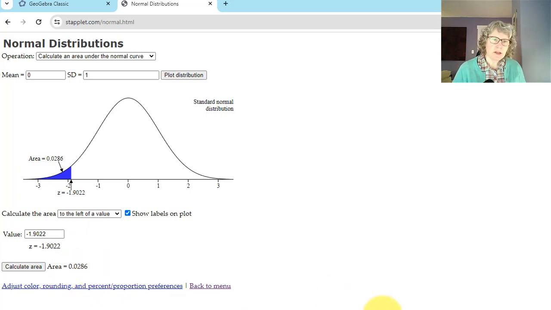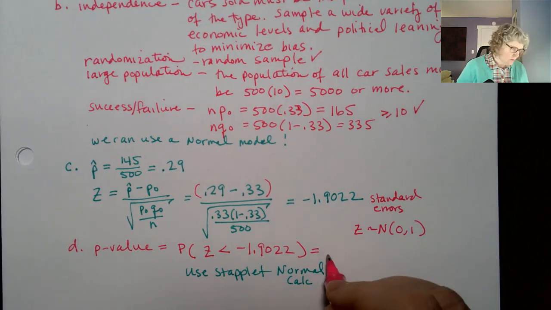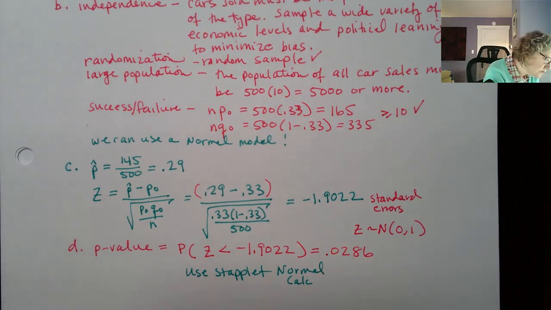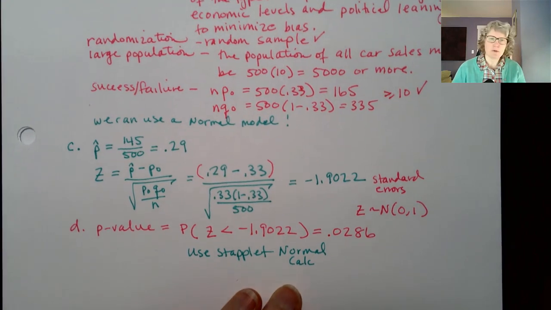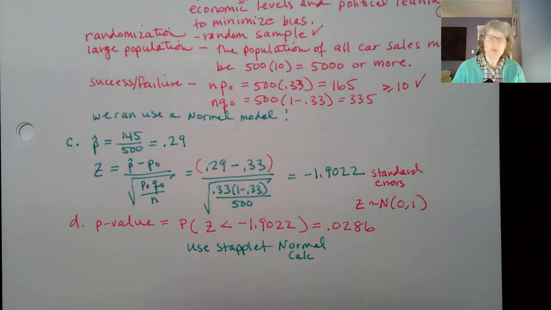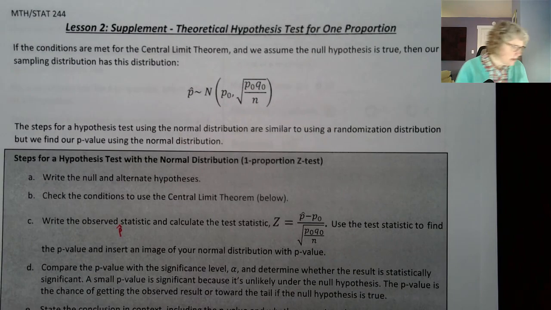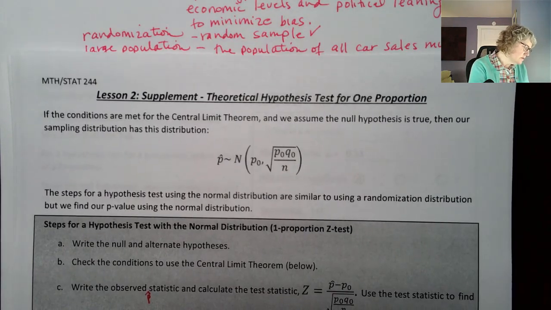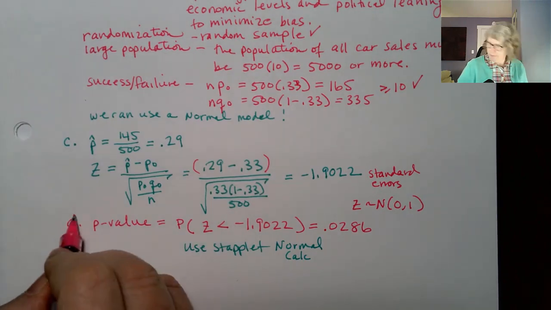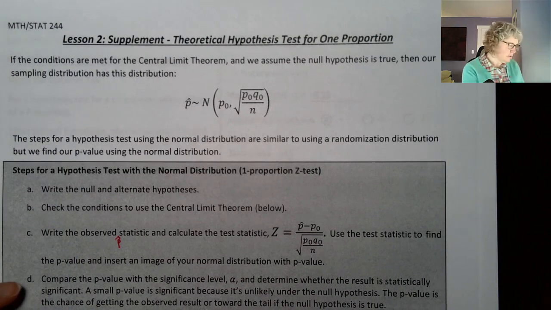Okay, so let me write this down. 0.0286 is our p-value, which we get from our Statlet normal calculator. And if we were using a simulation, we'd get our p-value from a simulation. Okay, where's my steps? That is D. That is actually part of C. The letters don't matter too much, but I will be consistent because I think that's important.